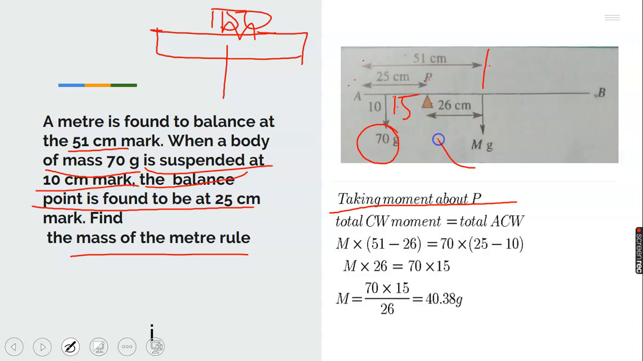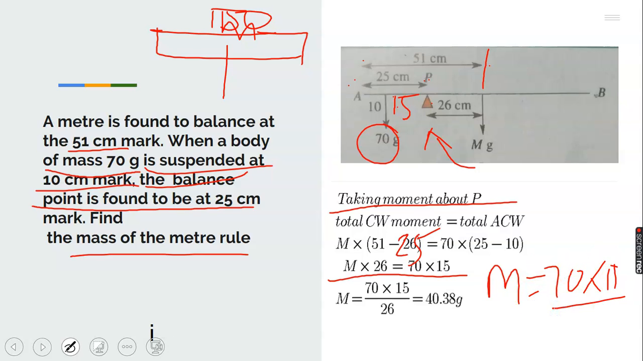M times bracket 51 minus 25, equals 25 minus 10. That is M times 26 equals 70 times 15. M equals 70 times 15 divided by 26. The mass of the meter rule is 40.38 kilogram.